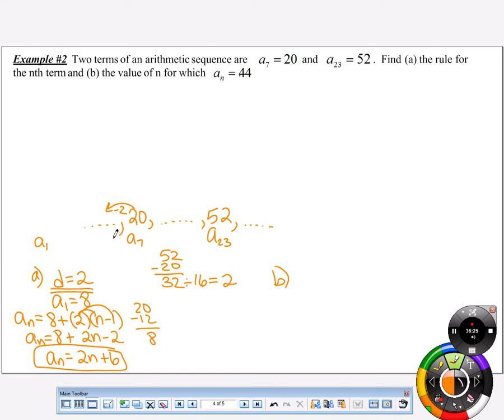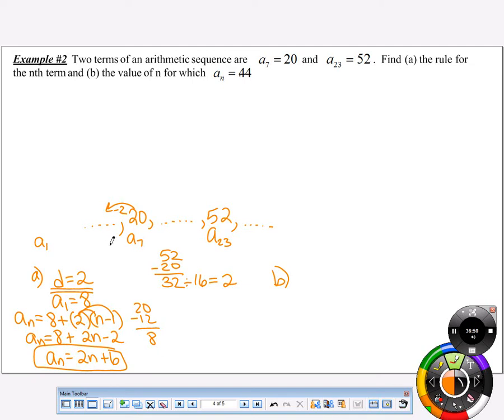Okay, then what is part B asking? Find the value of n for which a sub n equals 44. First of all, someone break it down to me, like, what are we finding and what are they giving us? So they tell me a sub n equals 44. I'm supposed to find n. What does this mean in the vocabulary of sequences? What am I looking for? Yes?